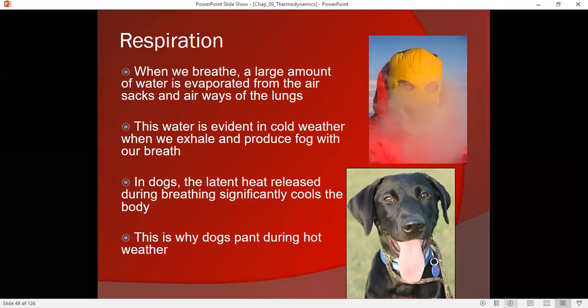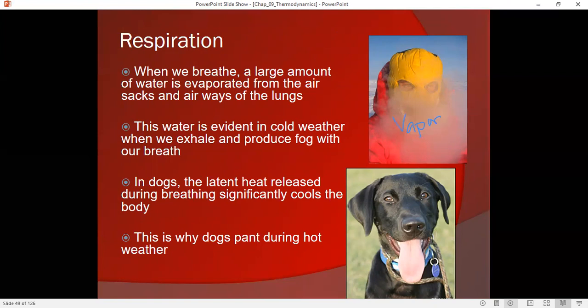Now, we also use the latent and specific heat of water to cool our bodies down. The humidity from our lungs is almost 100% water vapor, okay? Now, we can see in this upper thing, the water vapor is actually condensing. So when we're breathing, it's in a vapor phase.